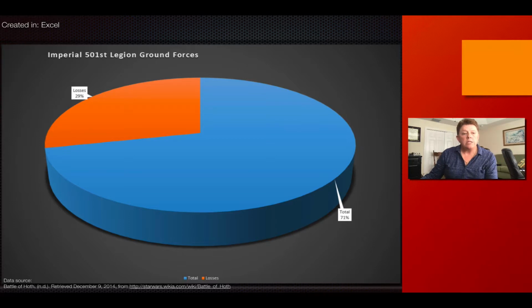And this one goes one step further. What you're seeing here is a call out box that in white says the losses were 29% and the total left were 71%.